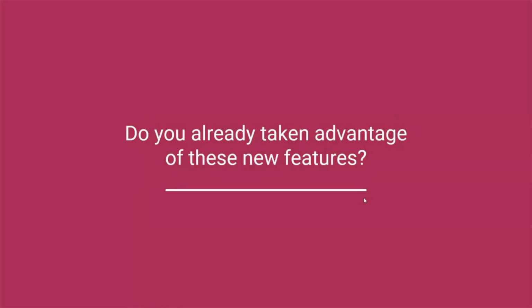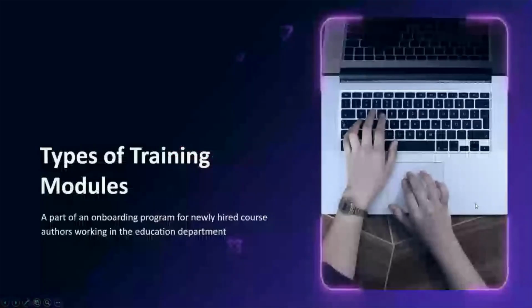All right, I can see that many of you haven't tried these features yet, so this will be a great chance to see how they work. To do this, we'll create a training module on types of training modules that would be delivered as part of an onboarding program for newly hired course authors working in the educational department. Let's assume that we've already conducted our training needs analysis, identified our learning objectives, and have a topic to be covered in our module.